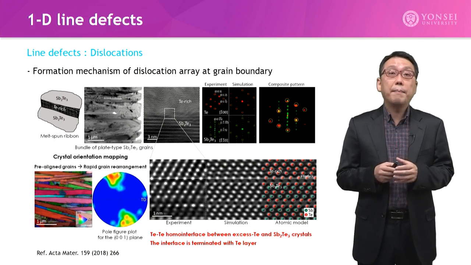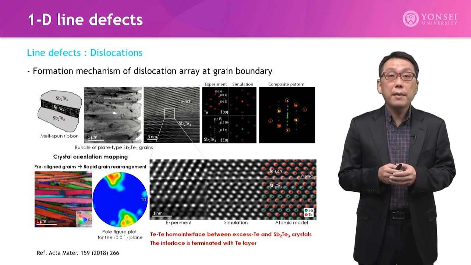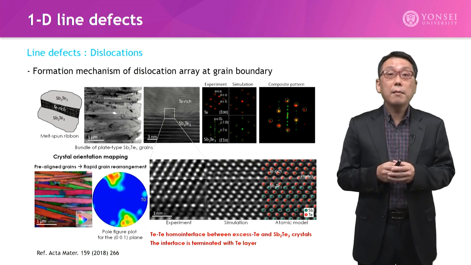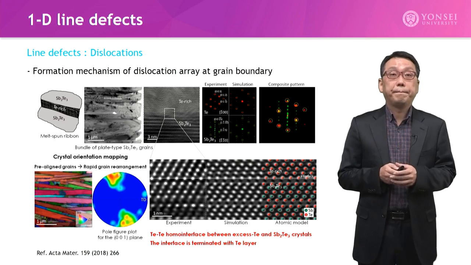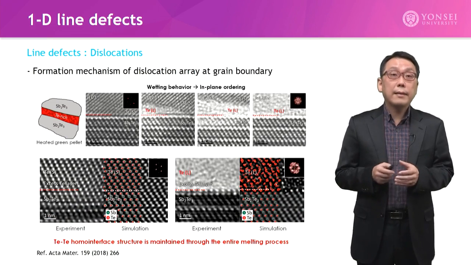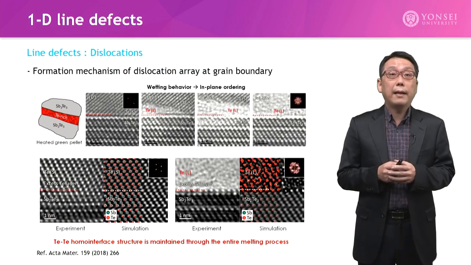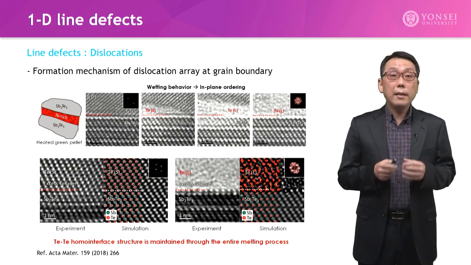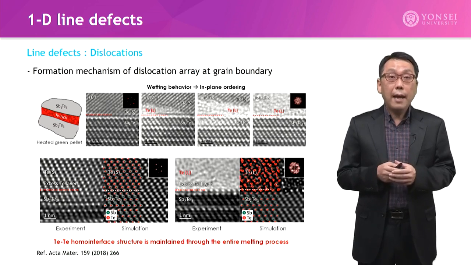And also you can find a very interesting feature in these TEM images, the tellurium homo-interface between excess tellurium and antimony telluride crystals, because the interface is terminated with a tellurium layer. And in the second stage sample, the heated green pellet, you can also find these tellurium homo-interfaces maintained even at higher temperatures. This is related to the grain rearrangement during the sintering process.